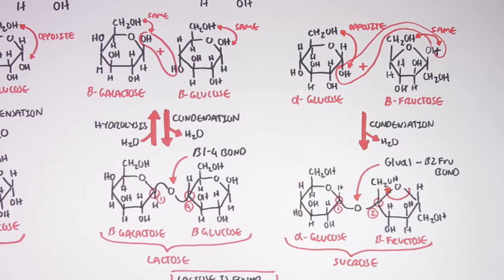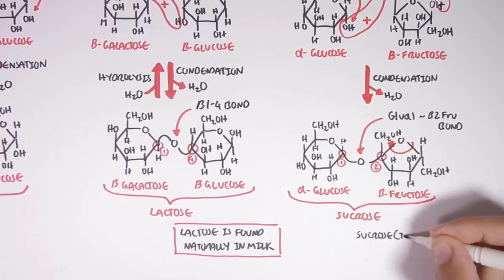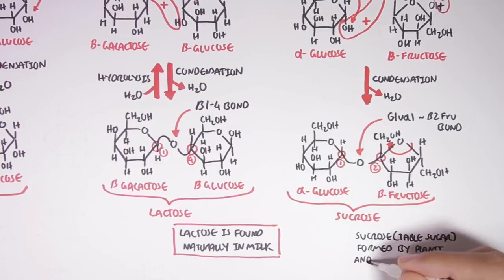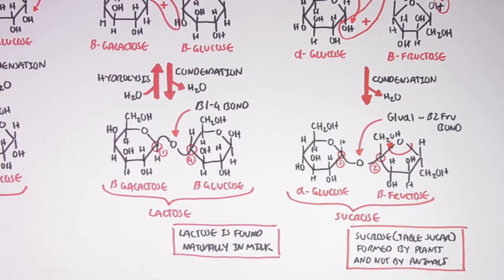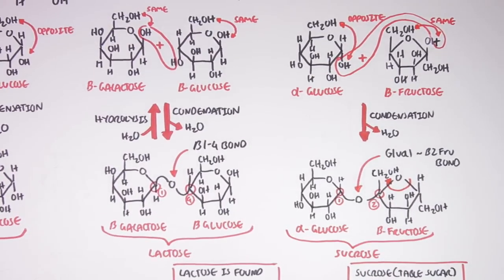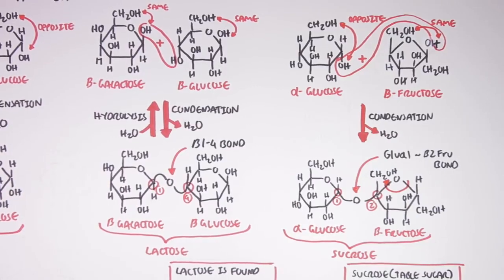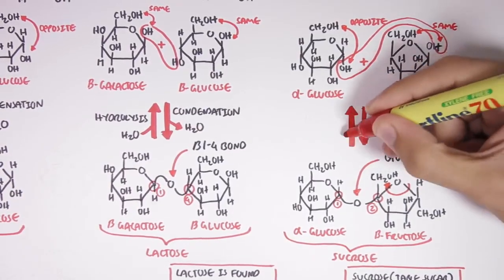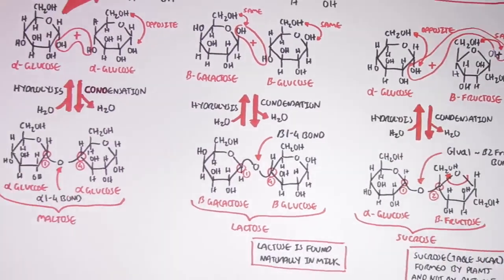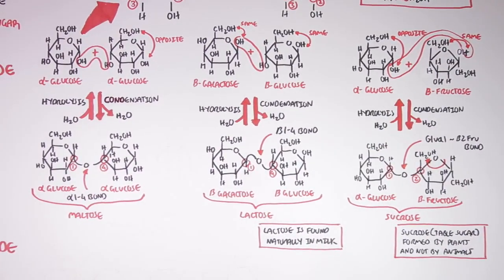Sucrose, as you all know, is table sugar and is formed by plants and not formed by animals. So humans cannot form sucrose. Sucrose is broken down through a hydrolysis reaction. So the disaccharides, maltose, lactose, and sucrose are all good examples that we encounter in our normal diet.